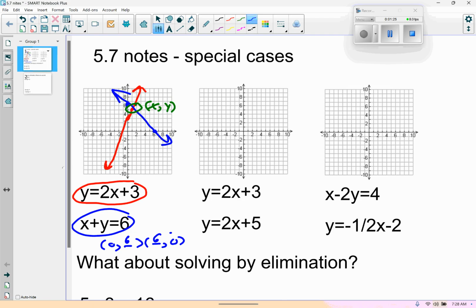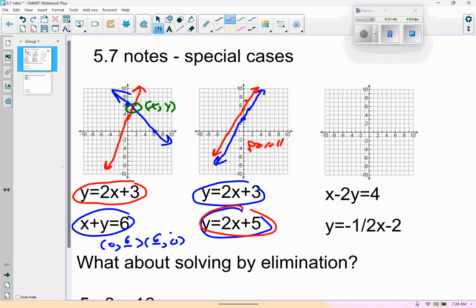What would happen with this one? So we still cross at 3. I'm going to go up 2, right 1. And then if I graph this one, plus 5 is up there, let's do that in red, up 2, right 1. What do you notice about the lines, my friends? They are parallel. So they don't cross. So you have no solution is the answer.